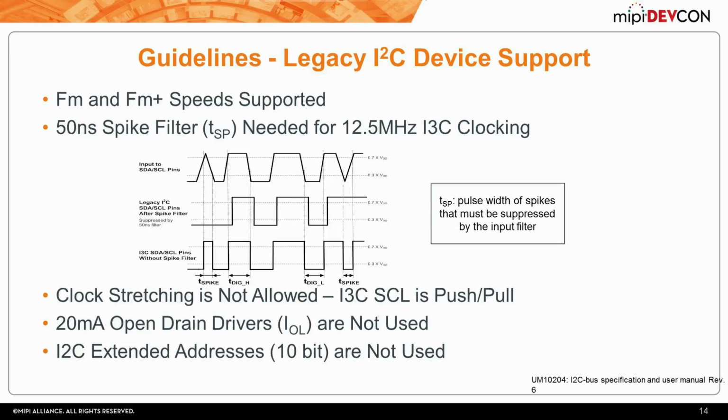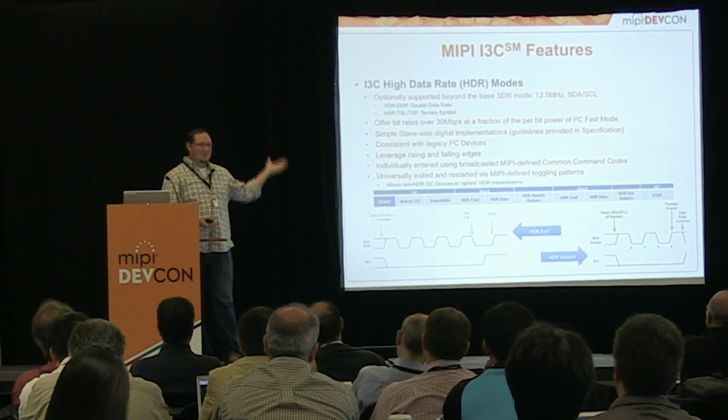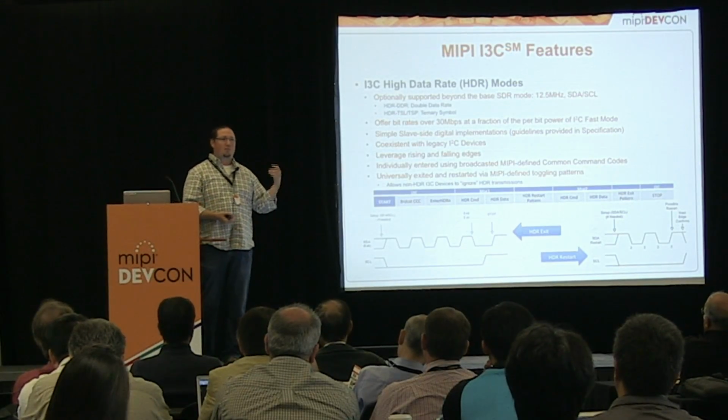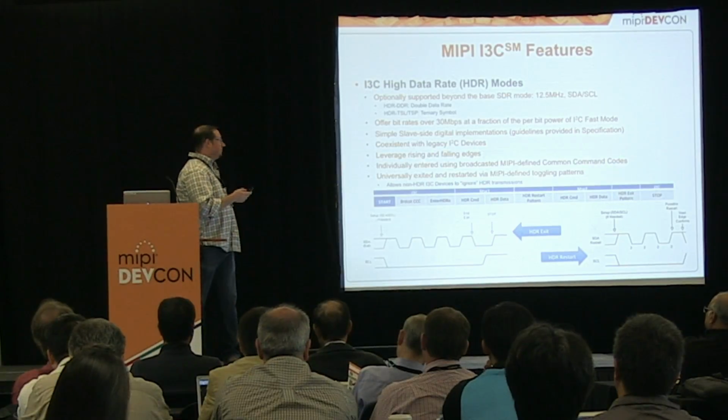And then we do not use the 10-bit extended addresses. A lot of what we were trying to do with I3C is marry the physical with the logical. Once you have dynamic addressing, your logical address space doesn't have to be that large, because physically you cannot connect 10 bits worth of unique devices to one I3C bus.